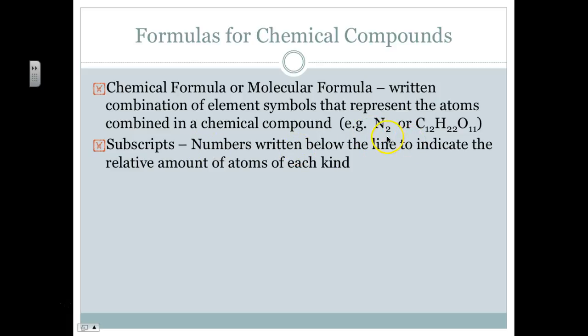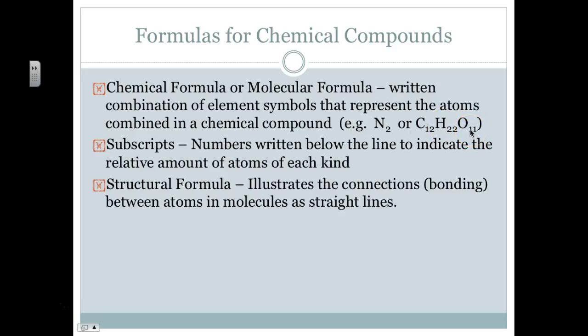They indicate, or they tell you, the relative amount of atoms of each kind. Basically, they're telling you how many of that kind of atom are there. So for example, for the nitrogen, there are 2 nitrogens. In sucrose, there are 12 carbons, 22 hydrogens, and 11 oxygens.